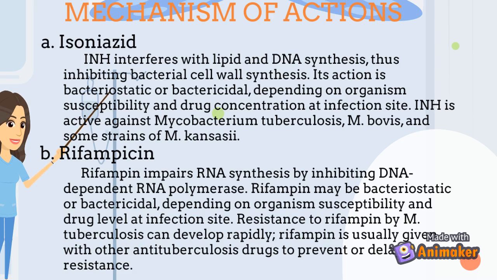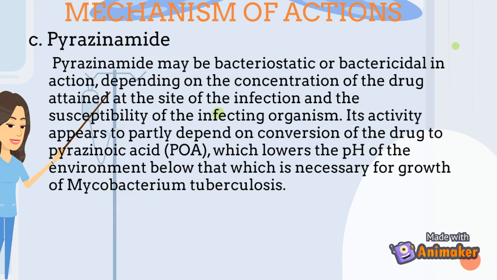So next we have me as rifampicin. I impair RNA synthesis by inhibiting DNA-dependent RNA polymerase, and I may be bacteriostatic or bactericidal, depending on organism susceptibility and drug level at the infection site. If you are resistant to me, you can develop M. tuberculosis rapidly. So I am usually given with other anti-tuberculosis drugs to prevent or delay resistance.